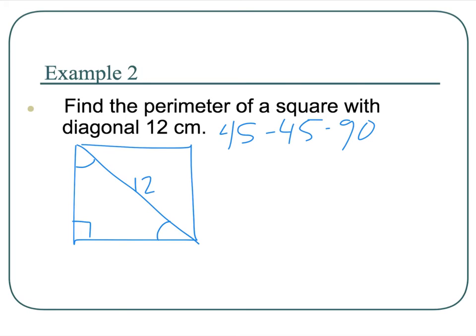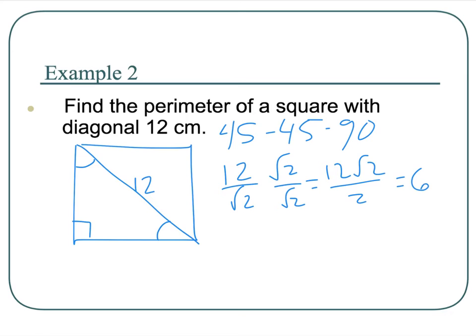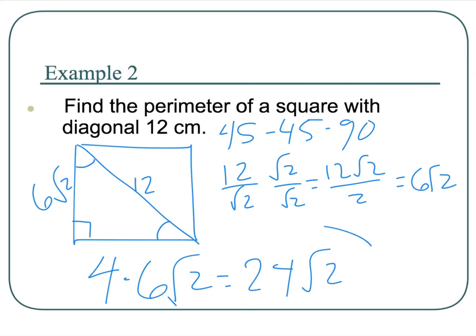Well, to go from my hypotenuse back to the leg, I divide by root 2, so 12 over root 2. So then I'm going to rationalize it. I'm going to get 12 root 2 over 2, which is 6 root 2. So this is 6 root 2. It's a square, so all of them are going to be 6 root 2. So 4 times 6 root 2 is equal to 24 root 2. Boom. Awesome. There's my perimeter of this square.